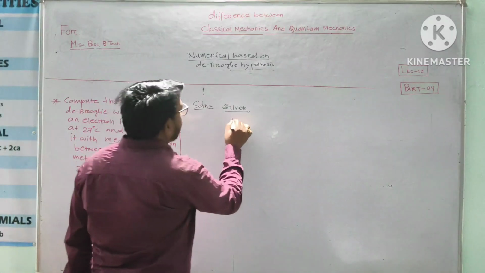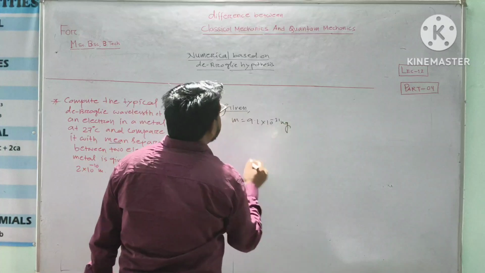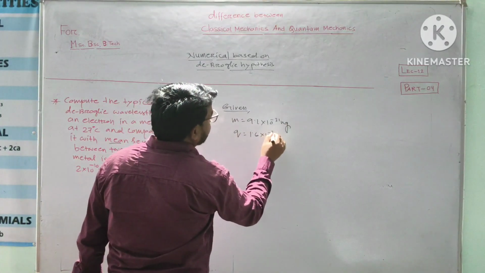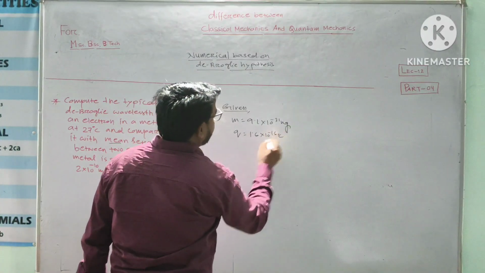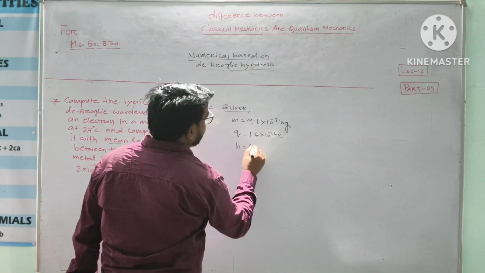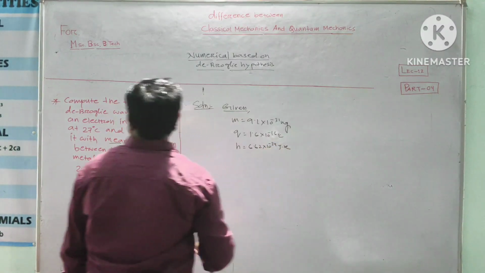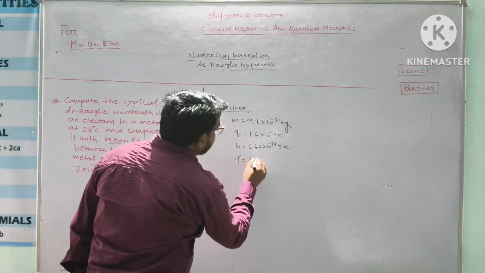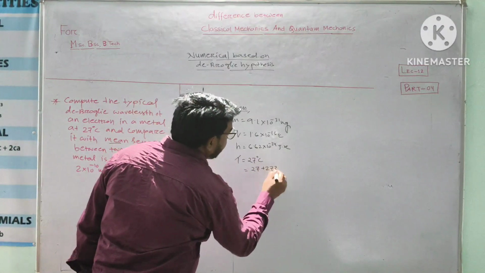So mass of electron equal 9.1 into 10 to the power minus 31 kg, and charge of electron equal 1.6 into 10 to the power minus 16 coulomb, and Planck constant 6.62 into 10 to the power minus 34 joule second. Okay, joule second.